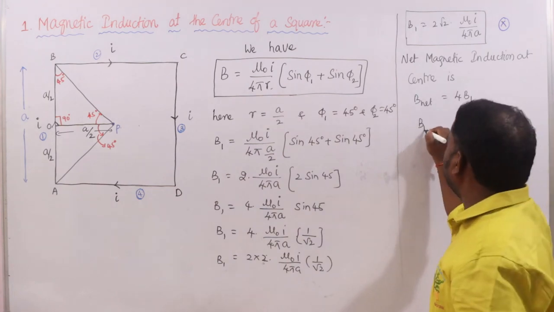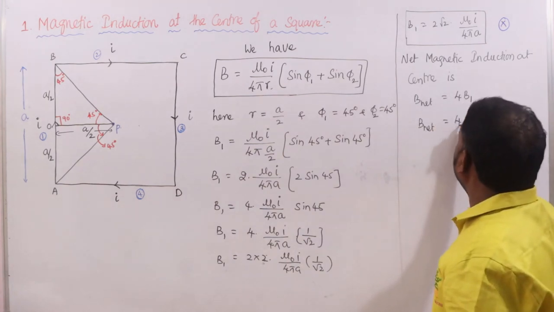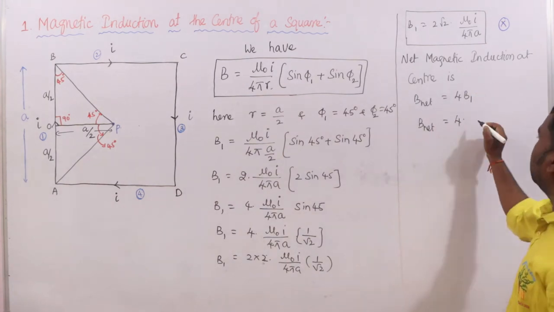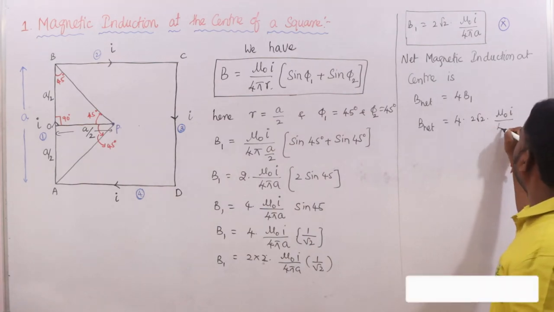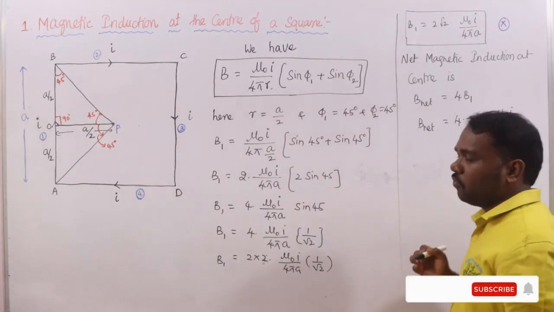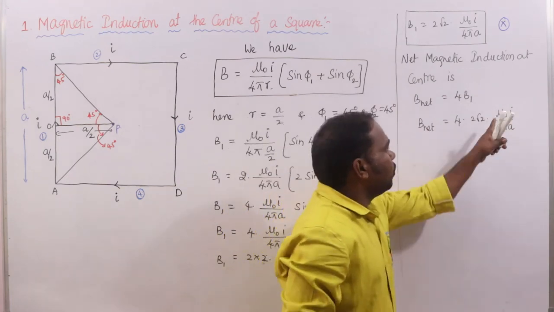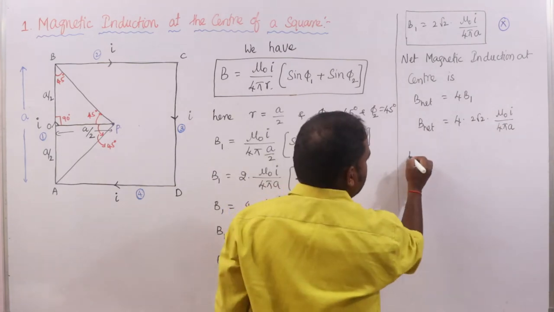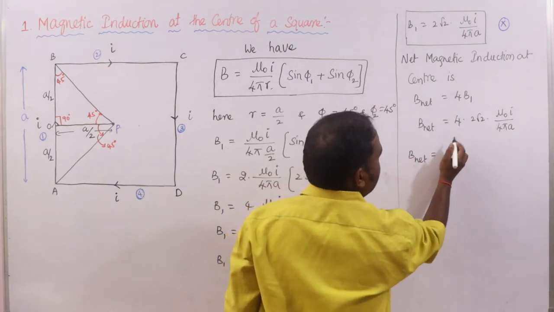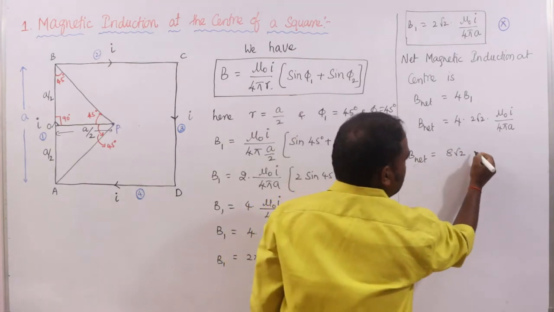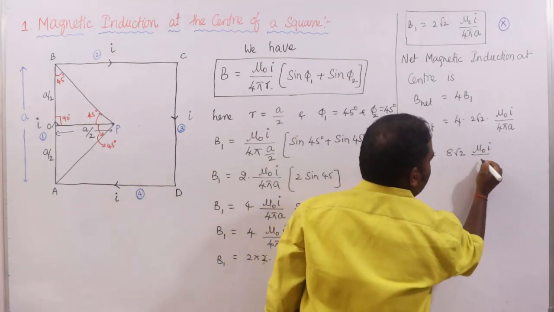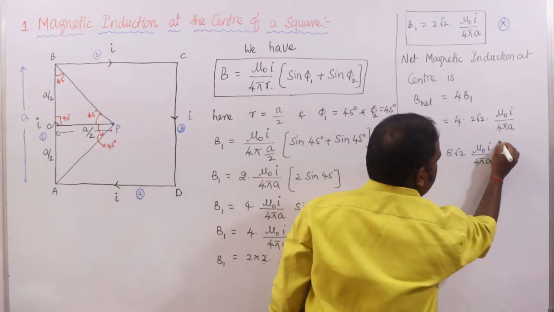That is B net, is equal to 4 into, what is B1? 2 root 2 mu naught I by 4 pi A. 4 into 2 root 2 mu naught I by 4 pi A. So the B net is given as 8 root 2 mu naught I by 4 pi A.